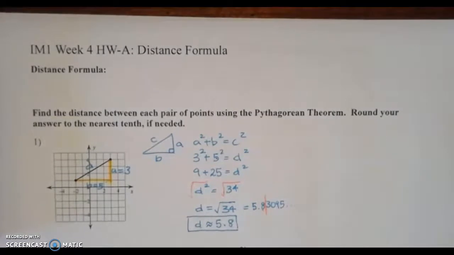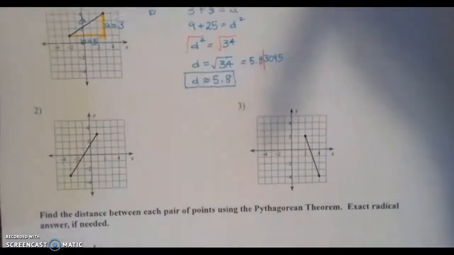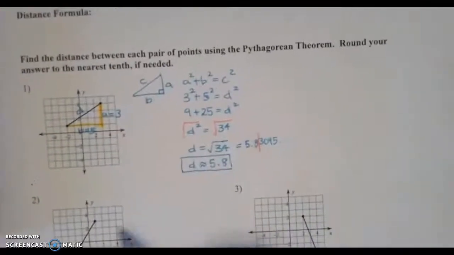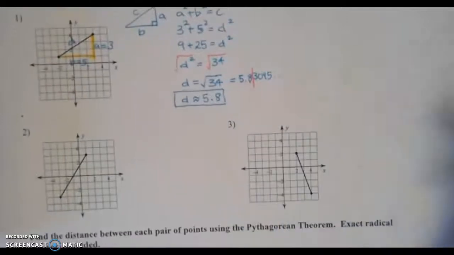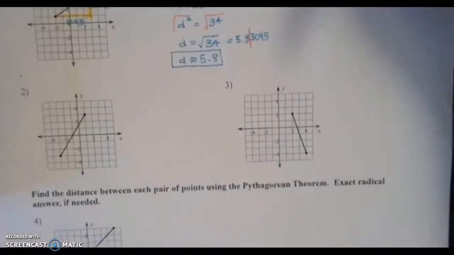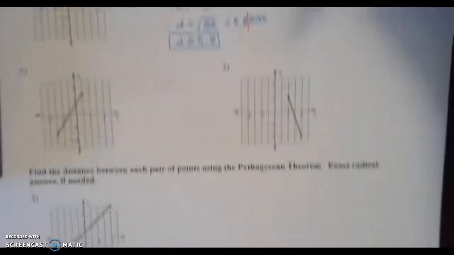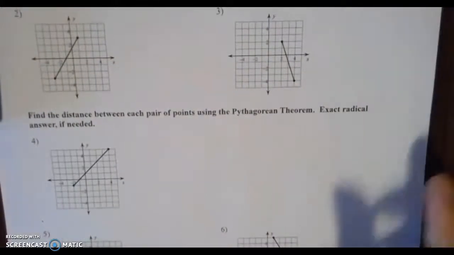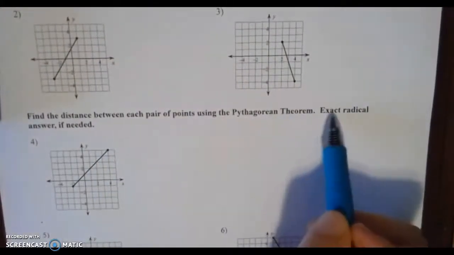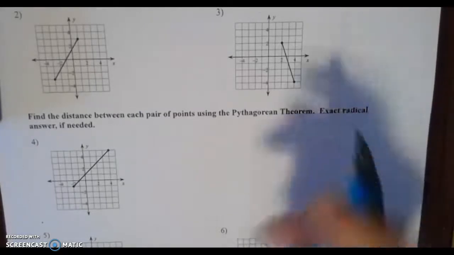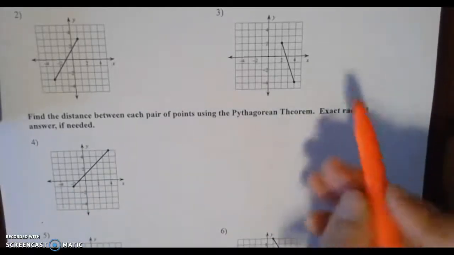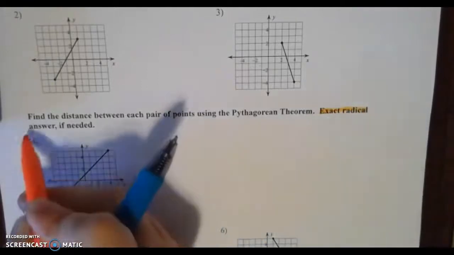Okay. All right. So it's very similar. I am going to go to number 4. Actually, you are going to do number 2 and number 3 as part of your homework. Follow the similar process. Now let's do number 4. Number 4 is similar, except we want to get the answer as an exact radical answer.